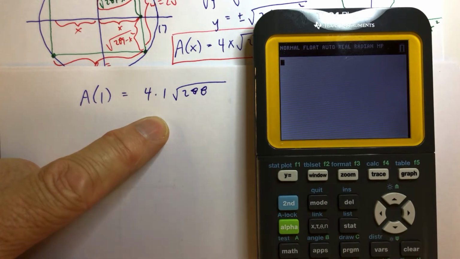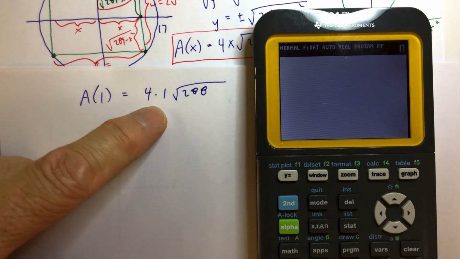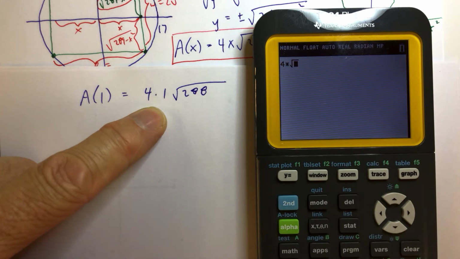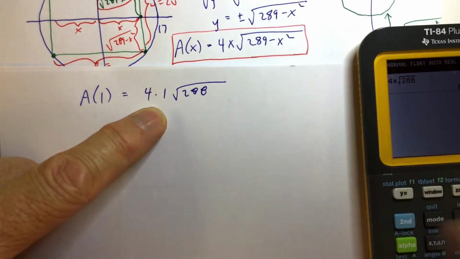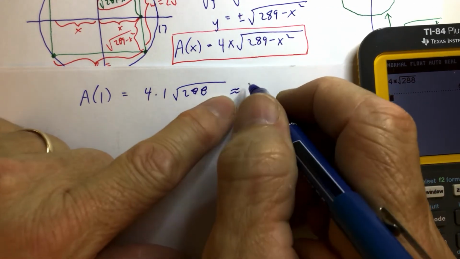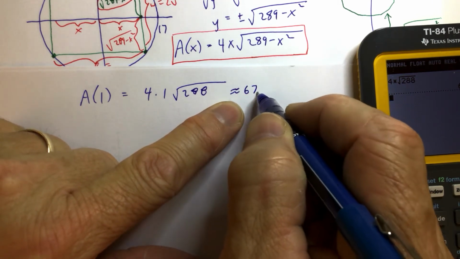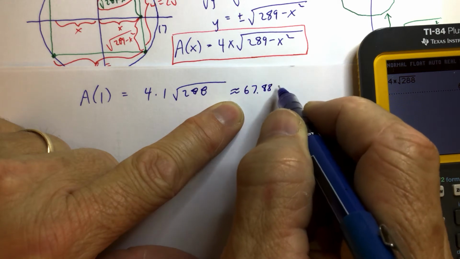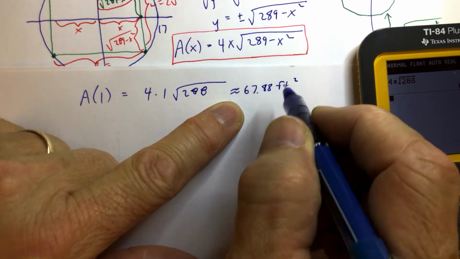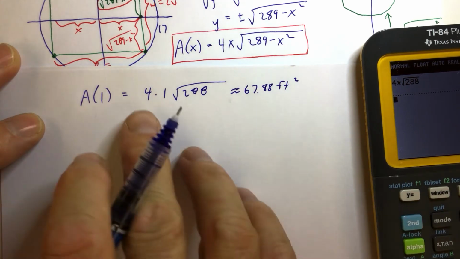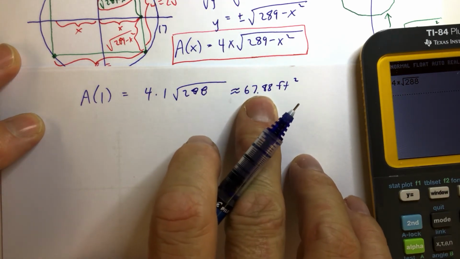So we have 4 times the square root of 288, and that's equal to 67.88. So let's leave it like that. So if we chose our x to be equal to 1, then our area, let's say feet squared, would be about 68 square feet.